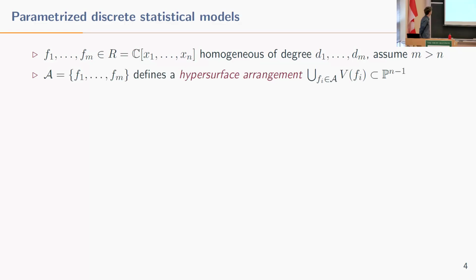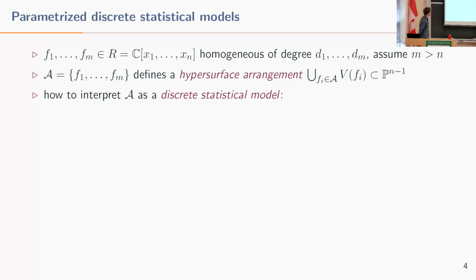Okay, so I might have already given it away. We think of the collection of these Fi as a hypersurface arrangement in projective space. By abuse of notation, sometimes by A, I mean either the collection of polynomials, or I mean the geometric collection of hypersurfaces.